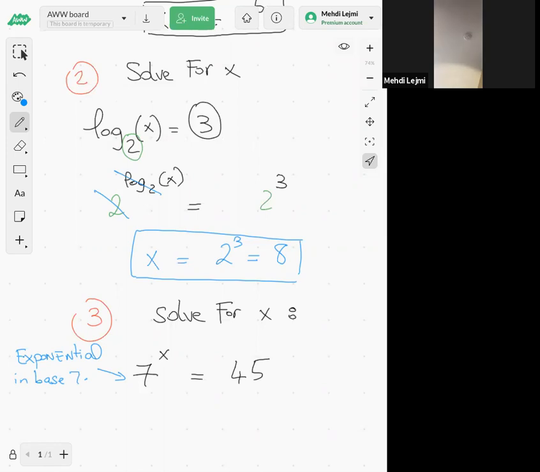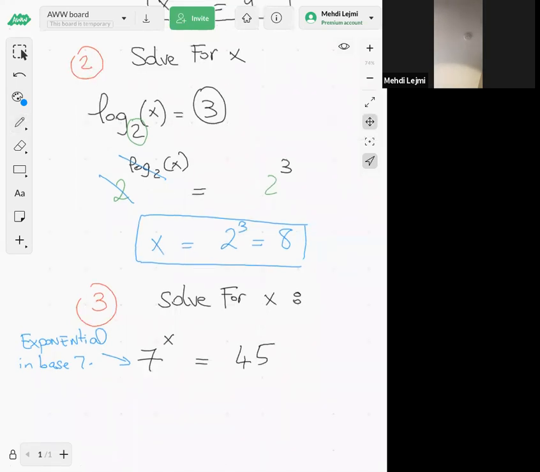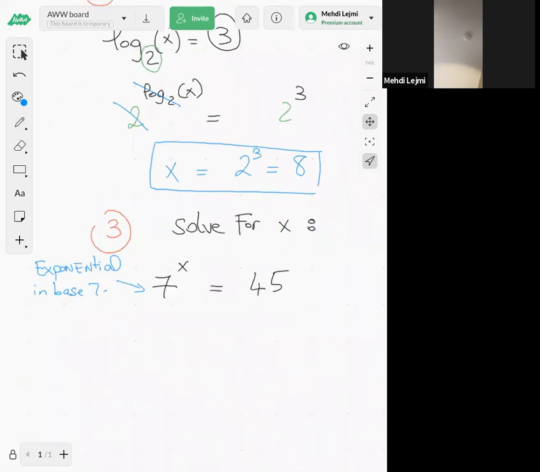Now, we're going to apply the same idea. Exponential with the log, they cancel out. I have an exponential, so I'm going to apply a log. Then the exponential and the log cancel out, and I can get my x. This is an exponential in base 7, and I want to get the x, so I want to apply a log in the same base. So I'm going to apply log in the same base to both sides.